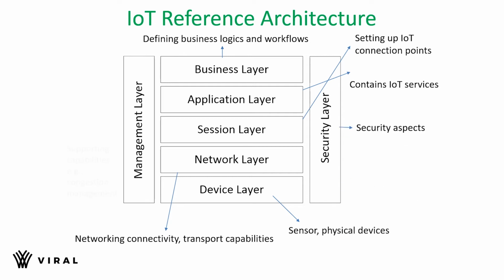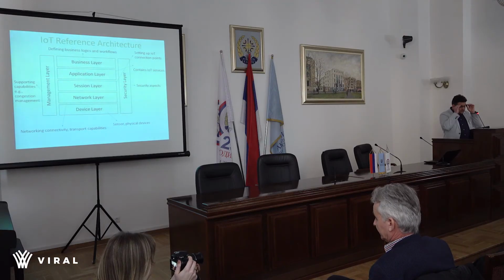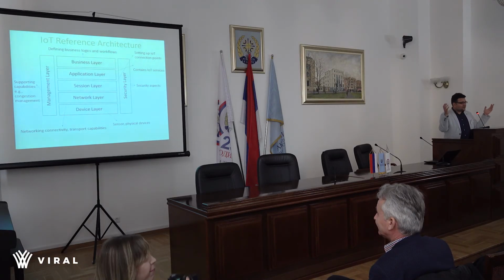Of course, we have some horizontal layers like the security layer, which addresses the security aspects, and the management layer, which is about supporting capabilities like traffic or congestion management, if you think of the network traffic. So this was the reference architecture, but it's still quite abstract, right?